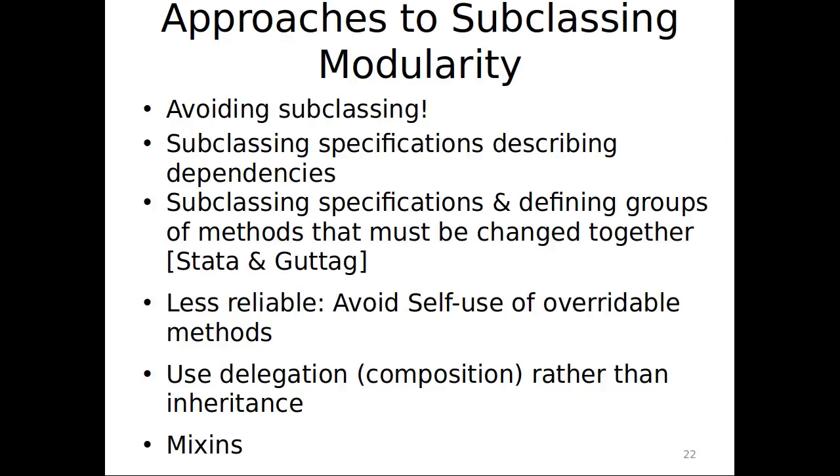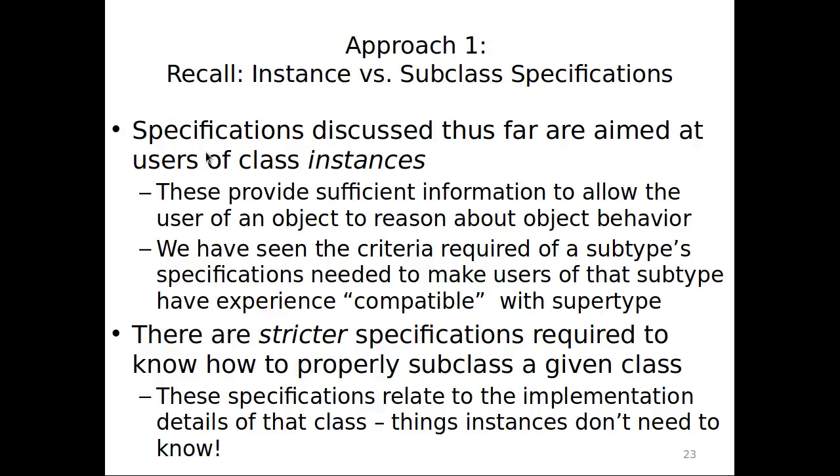Okay. So here's a set of approaches. Avoiding is the first. We're going to go now into the subclassing specifications. So thus far in the class, we've been talking about, in the object-oriented context, specifications aimed at users of instances of a class. So what does the person who has a reference to an instance need to know when they call methods? What are the preconditions? What are the postconditions? What are the invariants? And what are the history properties? So we've talked about those specifications aimed at people using an instance.